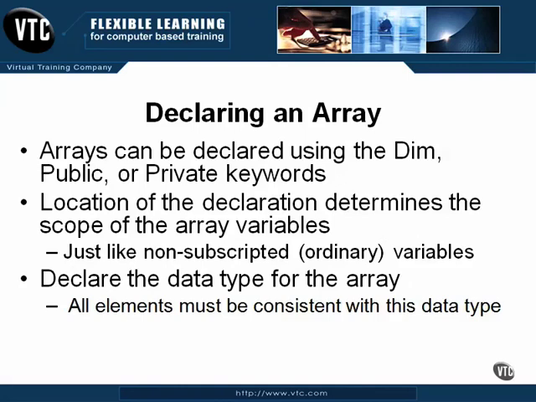Arrays can be declared using the Dim statement, or the Public or Private statements. The location of the declaration determines the scope of the array variables. In this case, this is exactly the same as non-subscripted variables. You declare the data type for the array, which means all elements must be consistent with this data type. For example, if you create an array of integers, then all the data within that array must be integers.